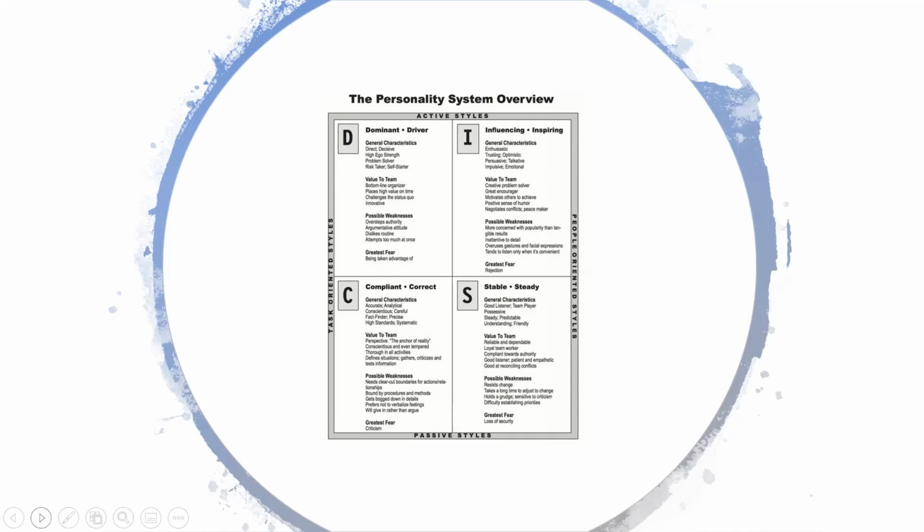Moving on to the S. Stable and steady. General characteristics: they tend to be a good listener, team player. They can be possessive, tend to be steady, predictable, can be understanding, and friendly. The value they bring to the team: reliable and dependable. Loyal team worker, compliant towards authority, good listener, patient and empathetic, good at reconciling conflicts. Possible weaknesses: resist change, takes a long time to adjust to change, holds a grudge, sensitive to criticism, difficulty establishing priorities. Their greatest fear: loss of security.